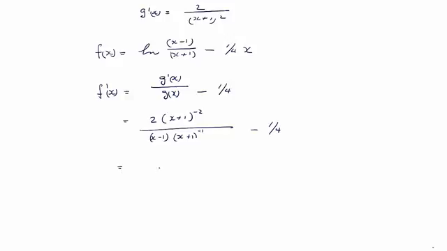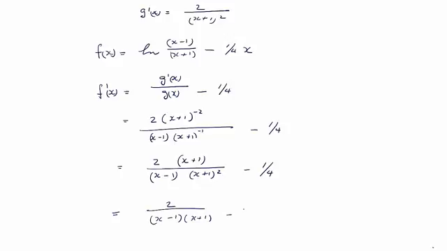Just rearranging that, we'll have 2 in the numerator. That x plus 1 to the minus 2 will go back down into the denominator, so we'll have x plus 1 squared, and we'll have an x minus 1. The x plus 1 to the minus 1 in the denominator will go up into the numerator, minus 1/4. So we can cancel out that x plus 1 into the x plus 1 squared in the denominator. So we'll have 2 on x minus 1 times x plus 1, minus 1/4. And that's our final solution.